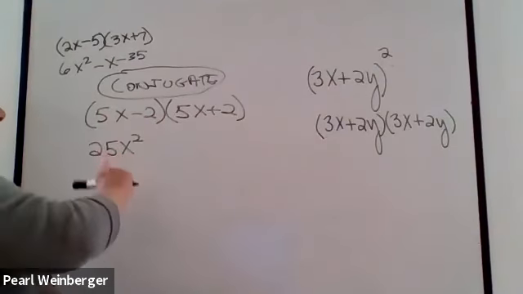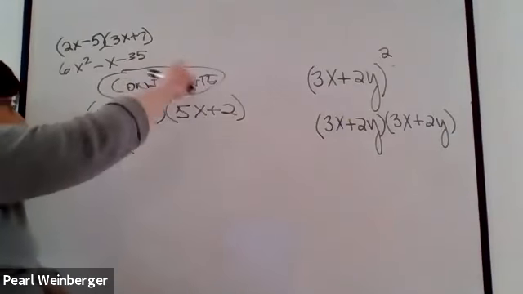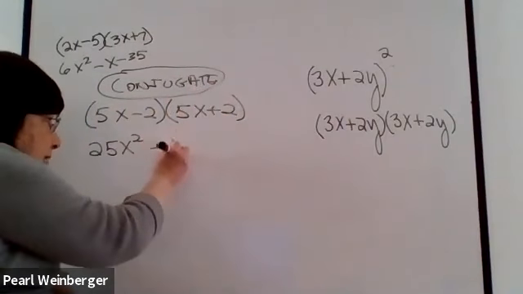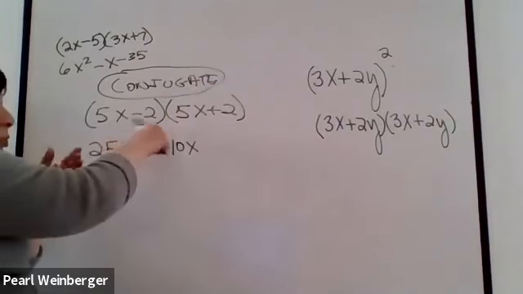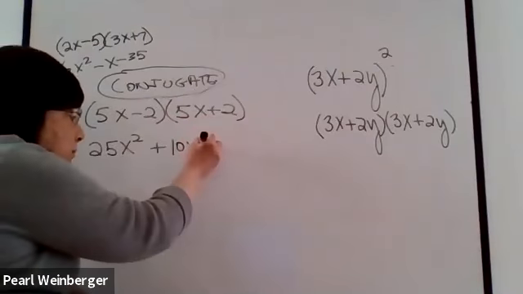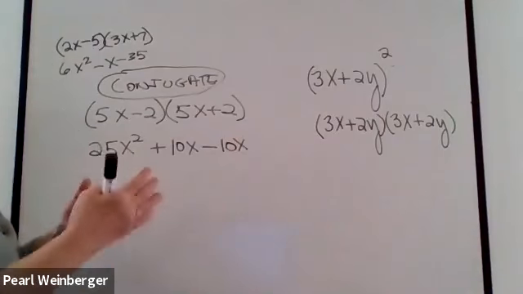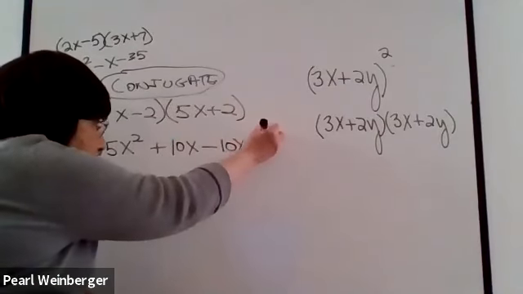Then I'll do FOIL, outer. So I'll do the 5x times the 2 furthest ones away, which is the 10x. Then I'll do inner, the 2 closest together, which is the -2 and the 5x, which is minus 10x. And finally, L is last, -2 times +2, which is -4.